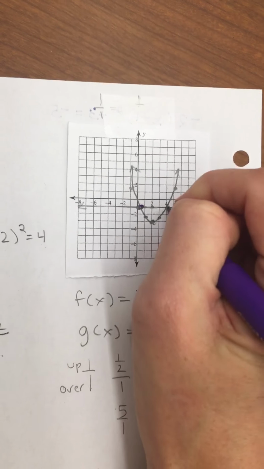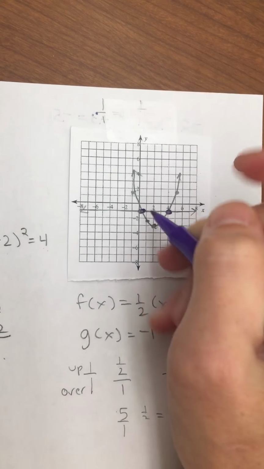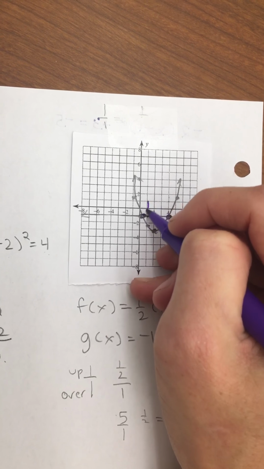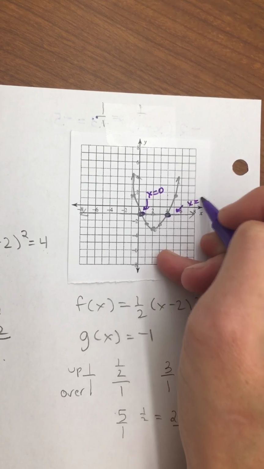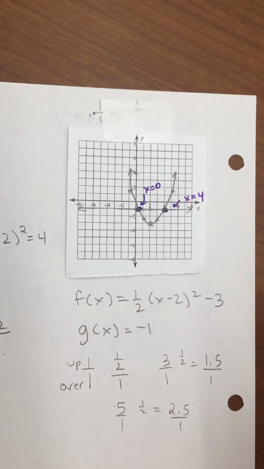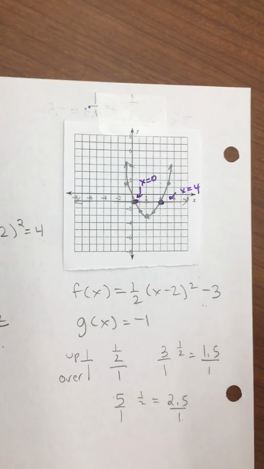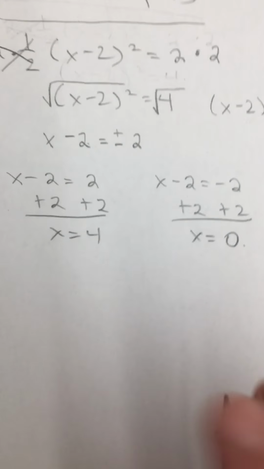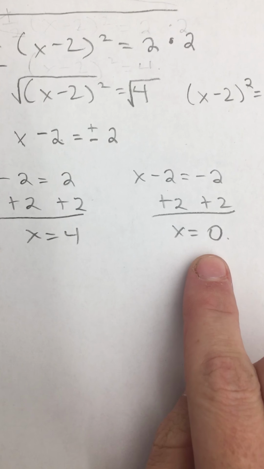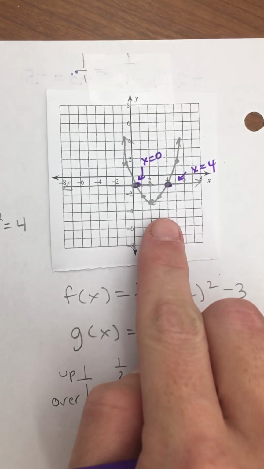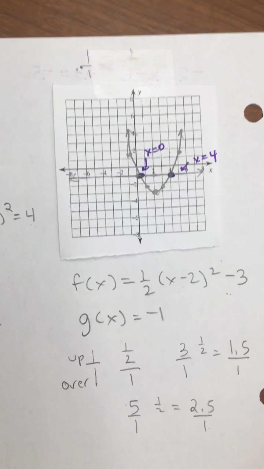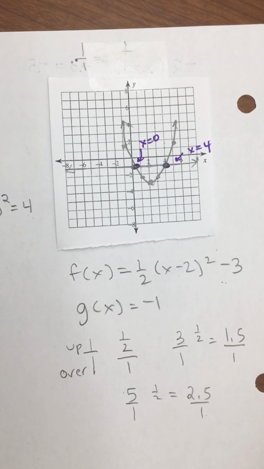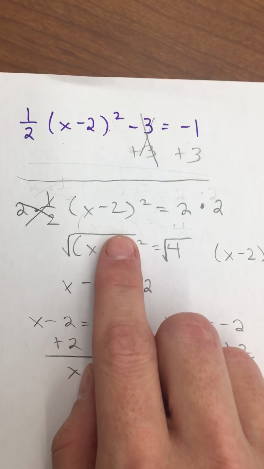Now notice where these two functions intersect. At an x value of 0 and at an x value of 4, these two functions are overlapping. That means my solutions of 4 and 0 are indeed verified by my graph. All right, so that is how you solve a quadratic equation using a system and algebraic balancing.